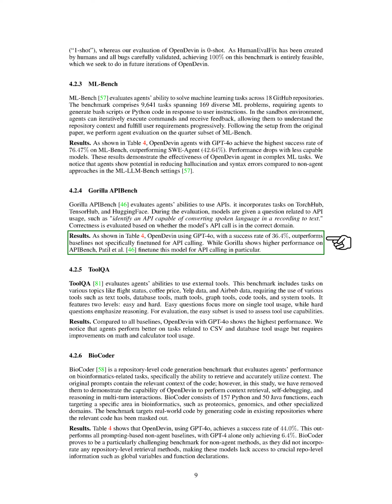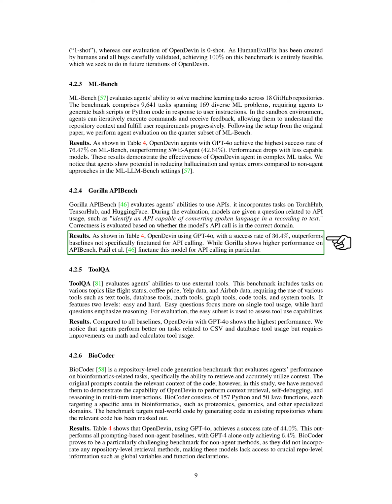Our results reveal that OpenDevin, using GPT-4o, achieves a success rate of 36.4%, outperforming baseline models that were not specifically fine-tuned for API usage. Although Gorilla shows better performance on API Bench, it is important to note that it was fine-tuned specifically for API tasks.